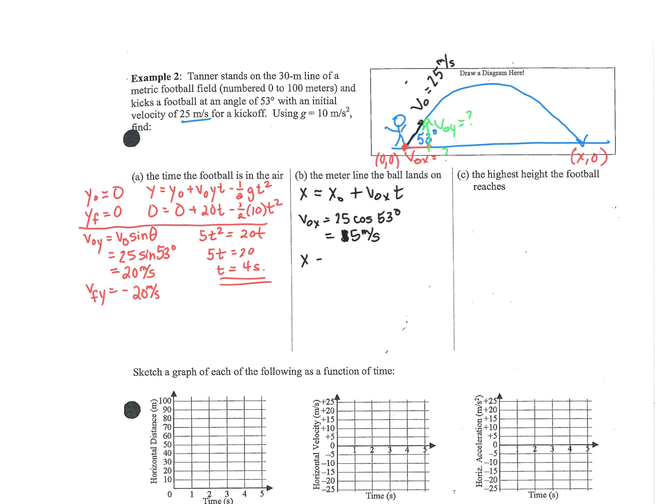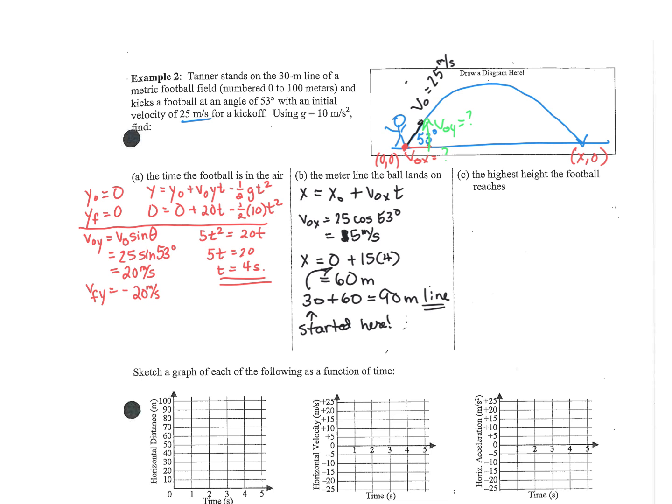All right, so let's figure this out. We don't know where it ends, but we do know it starts at 0, because we called it 0, 0, plus 15 times 4. So it ends up 60 meters. That would be delta x. But remember, it started at the 30-meter line, so we have to add 30 to that. It ends up at the 90-meter line. So really, we could have put that there, couldn't we? Okay.